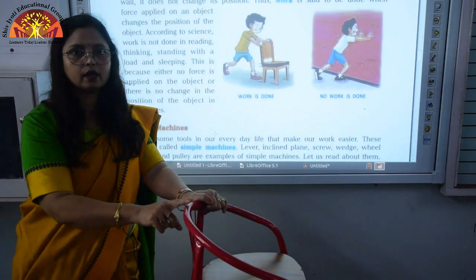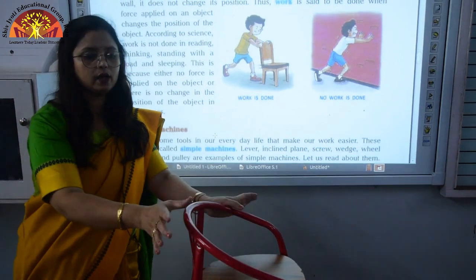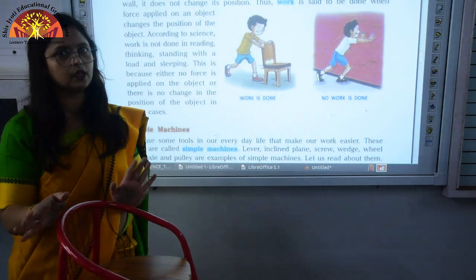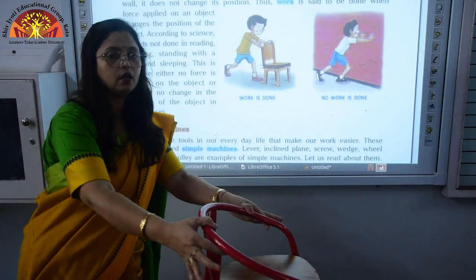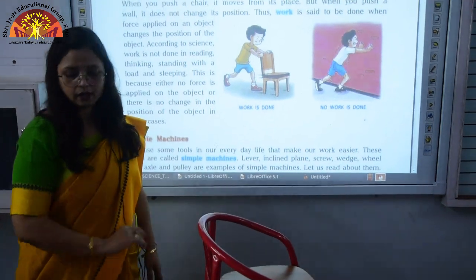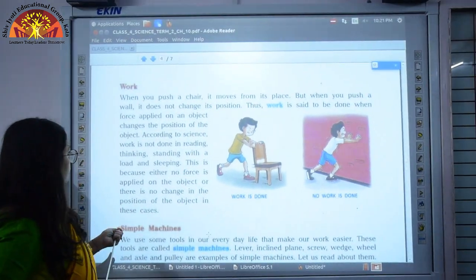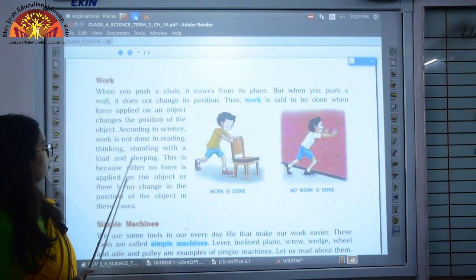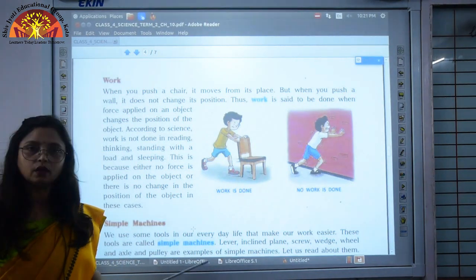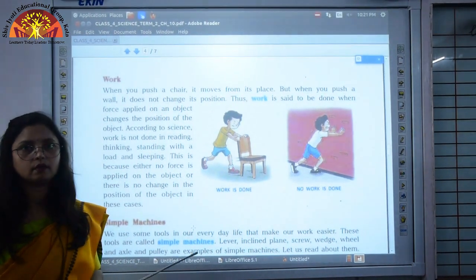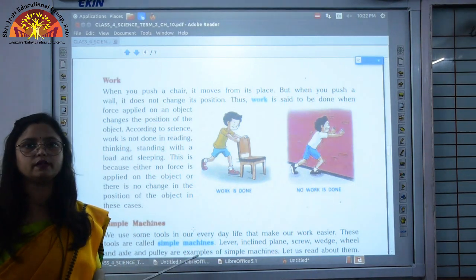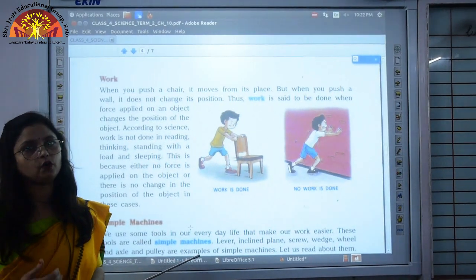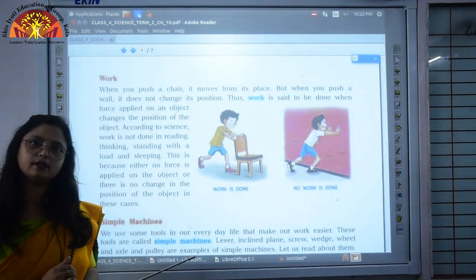It shows that work is done on this chair because the chair was a stationary object, but when force was applied, it has changed its position and it has come to this position. So work is done over here. So children, according to science, if you are standing with a load, or sleeping, or reading, then no work is done. According to science, in all these situations, when there is no change in position, then no work is done. Work is done only when you apply force to an object and it changes its position.